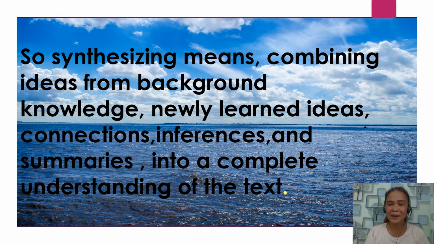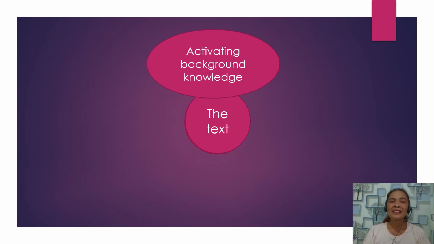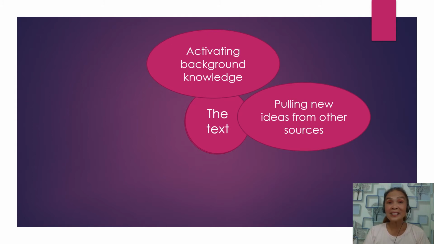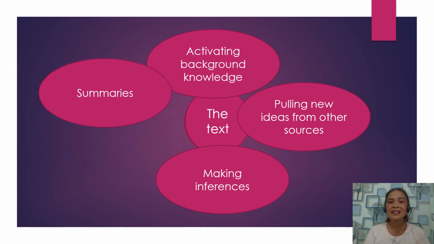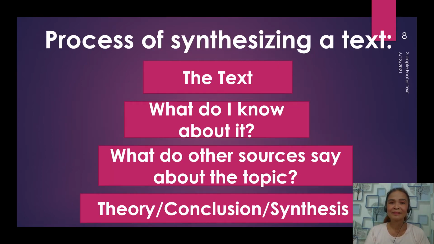Let us see the diagram. So there is the text, the background knowledge, the new ideas from other sources, the inferences, and summaries. So, how do you do this? What is the process of synthesizing a text based on the diagram? So we have four steps.